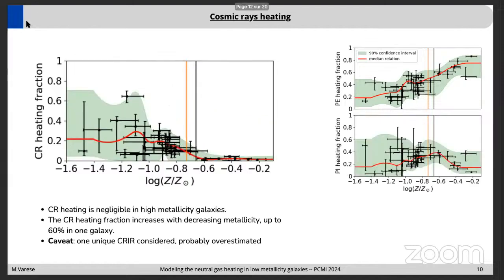And for the cosmic rays, at high metallicity, they don't account for a lot of heating. And when you decrease the metallicity, you have more cosmic ray heating, which was again expected. So nothing new here. But this is to be taken carefully because we probably overestimated the cosmic ray ionization rate in the models. If that's the case, it would mean that the cosmic ray heating is actually lower and the X-ray heating is actually higher. That's what we found here.